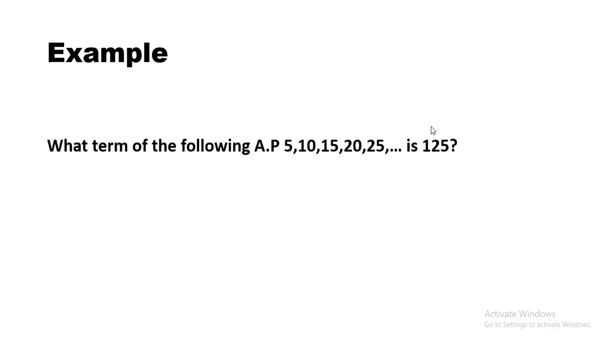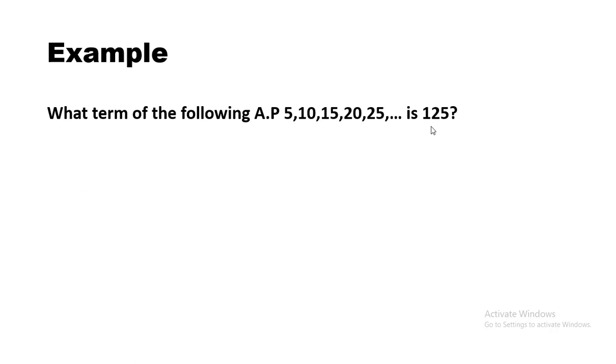Let's take another example and see how an arithmetic sequence goes. Okay, now what term of the following AP 5, 10, 15, 20, 25 is 125. Now as you can see, they already told you that it's an arithmetic progression. What they are saying is that earlier we were told to calculate a particular term of the sequence. Now they have already given us that this is the term of the sequence. We need to find out that this particular number is obtained after how many terms.